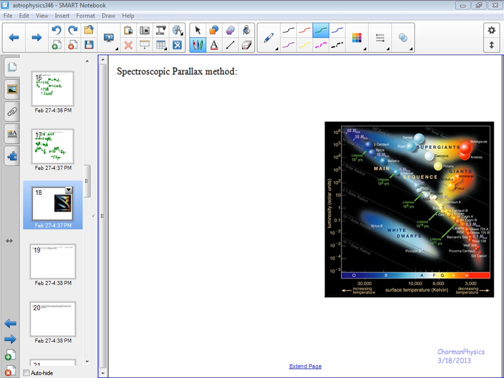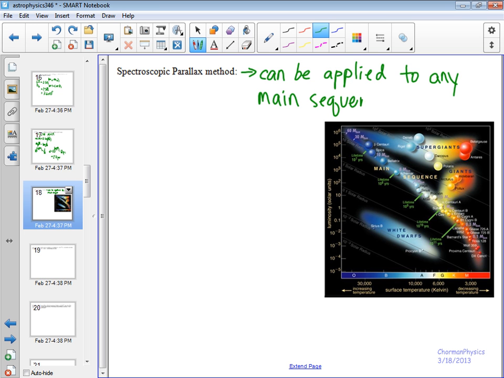Another method for determining the distance to stars, other than parallax, is what we call spectroscopic parallax. This can be applied to any main sequence star. Do not think of actual parallax. It's called this, but it doesn't use any parallax in doing it. So it can be applied to any main sequence star, and once again, does not involve actual parallax.